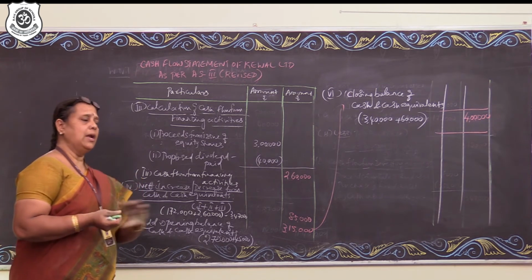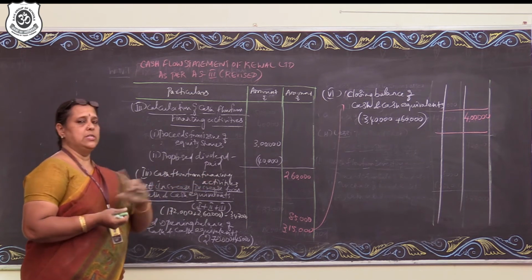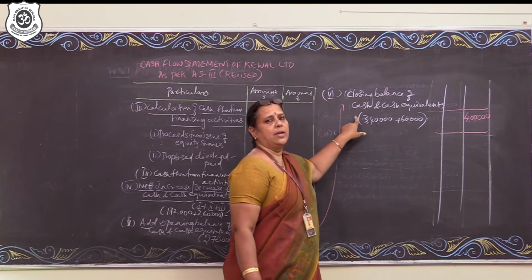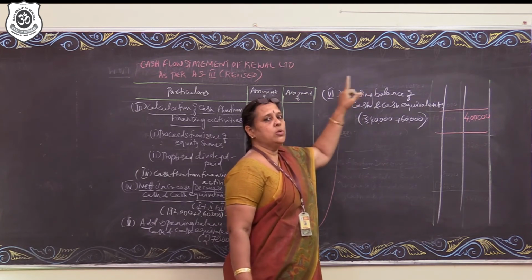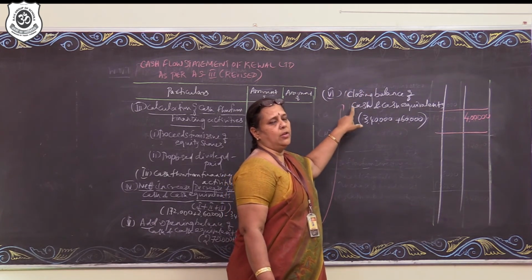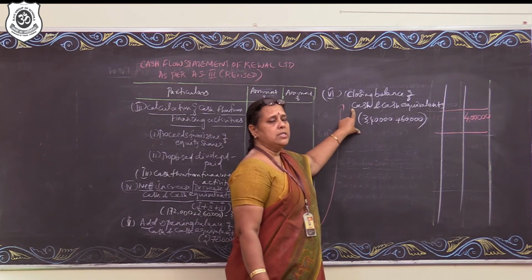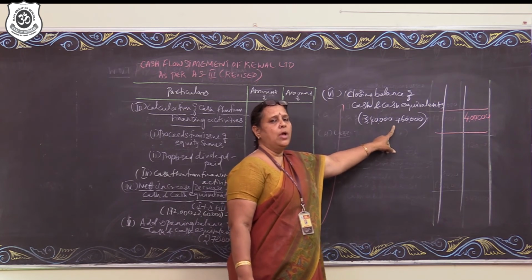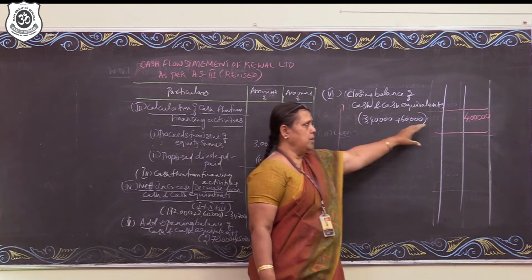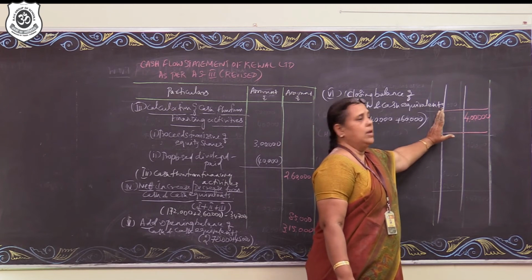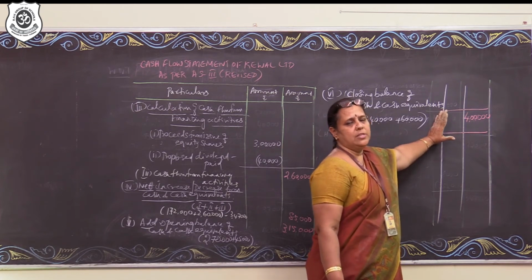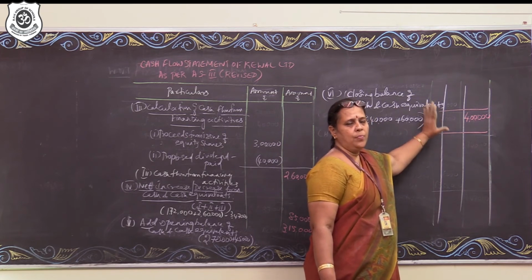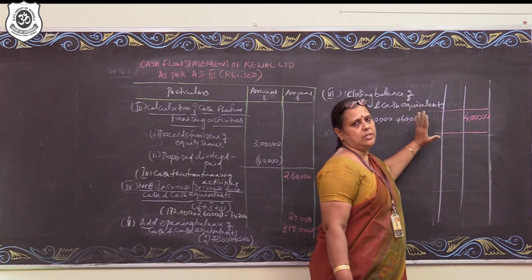With that, we add the 1 plus 2 plus 3, which is 85,000. We are arriving at closing balance of cash and cash equivalents, which is also given in the question to check whether your answer is right or not. Cash and cash equivalents 3,40,000 plus the addition of short-term investment 60,000 rupees. So your final answer is 4 lakh rupees, which is closing balance of cash and cash equivalents. So this is a full-fledged comprehensive problem.